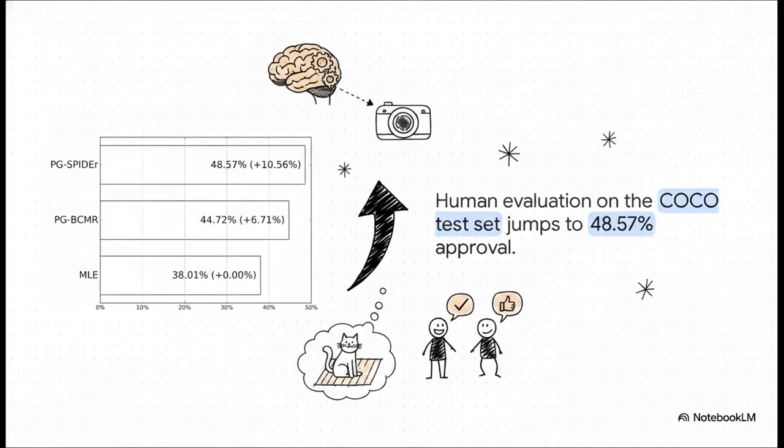The percentage of captions rated by humans as not bad jumped from a 38% baseline using the old methods all the way up to nearly 49% using the SPIDEr metric and rollouts. That is a massive leap in a field where progress is usually measured in tiny fractions of a percent.